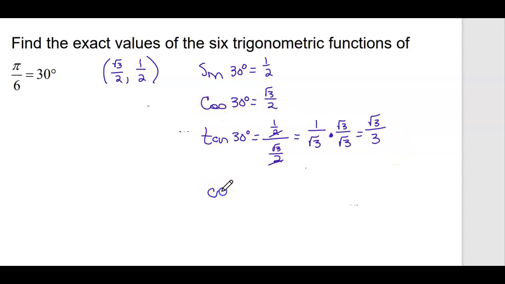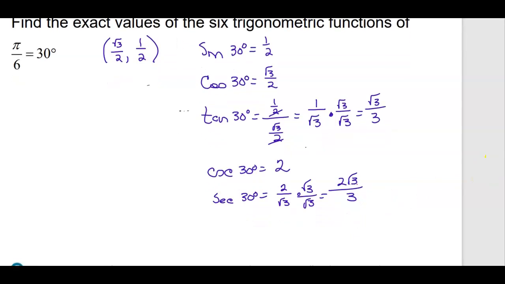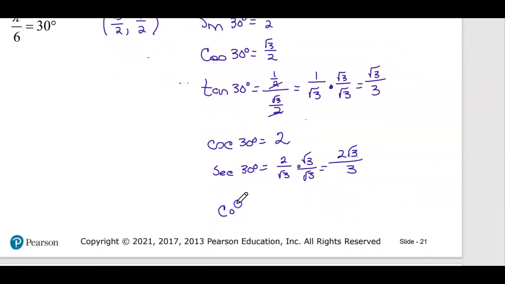Okay, and then the cosecant of 30 degrees is the reciprocal of sine, so that's 2. The secant of 30 degrees is the reciprocal of 2 over square root of 3. And rationalize it, so that's 2 square root of 3 over 3. And then the cotangent of 30 degrees is the reciprocal of tangent. So I'm just going to go back to what I had originally. So if I go from here, I don't need to rationalize it again because I can just flip that over, and that gives me square root of 3 over 1.